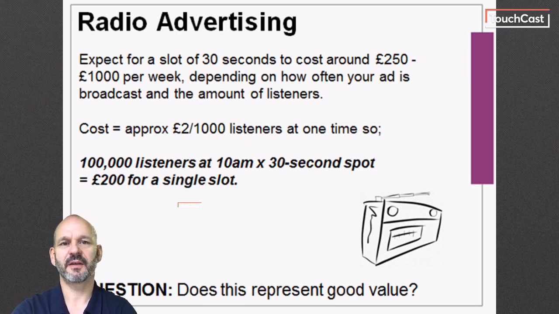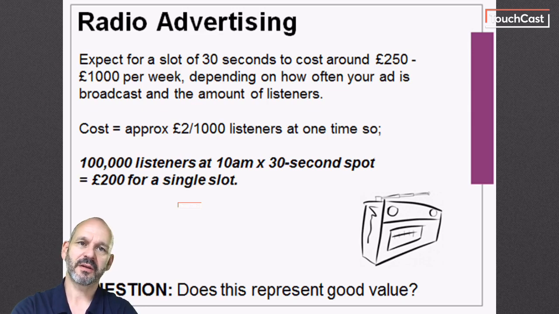So to clarify, if a radio show has 100,000 listeners at 10 AM, then buying a 30-second spot at that time will cost £200. Alternatively, the late show's 10,000 listeners at 11 PM would only cost £20. Generally, a slot of 30 seconds could cost around £250 to £1,000 per week, depending on how often your ad is broadcast and the amount of listeners. So thinking about both reach and demographics, does radio advertising represent good value for your business?